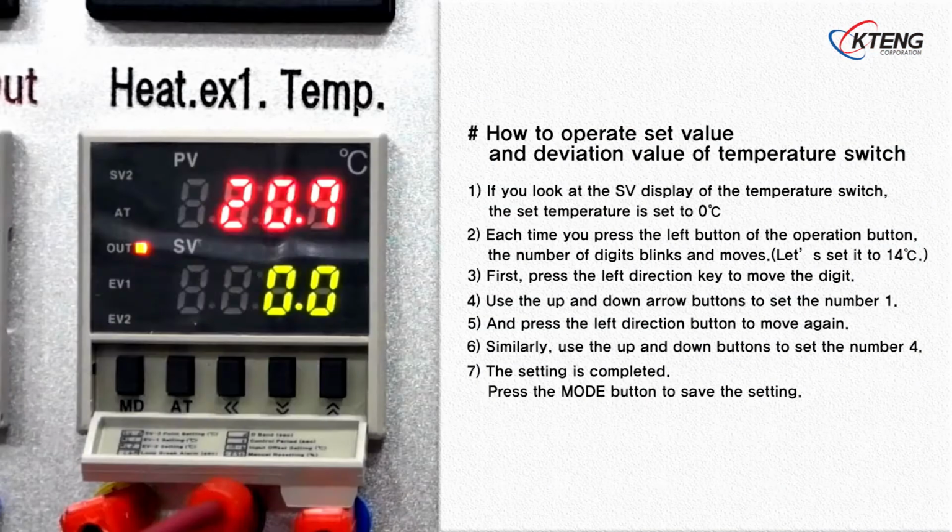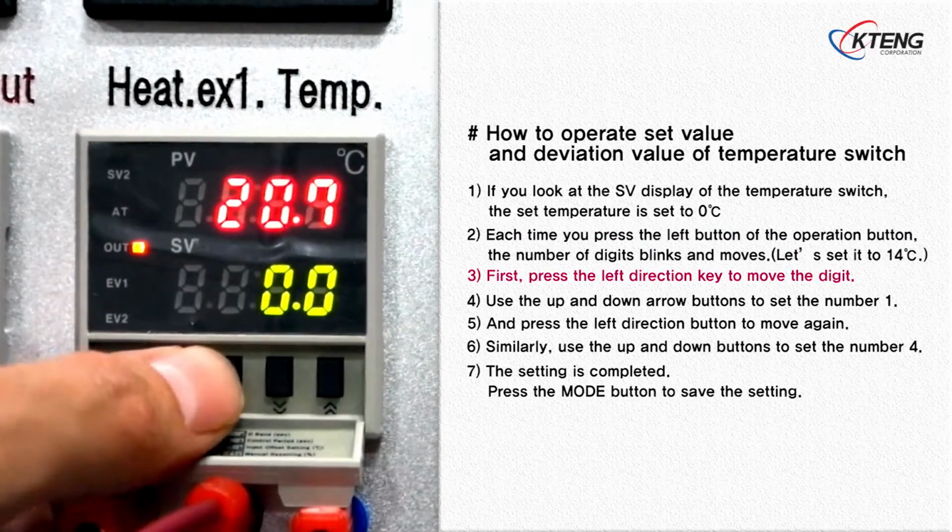How to operate the set value and deviation value of the temperature switch. If you look at the SV display of the temperature switch, the set temperature is set to 0 degrees Celsius. Each time you press the left button of the operation buttons, the digit blinks and moves. Let's set it to 14 degrees Celsius.